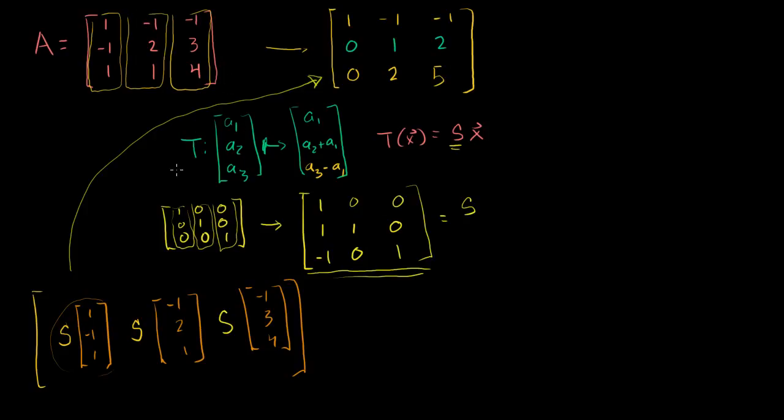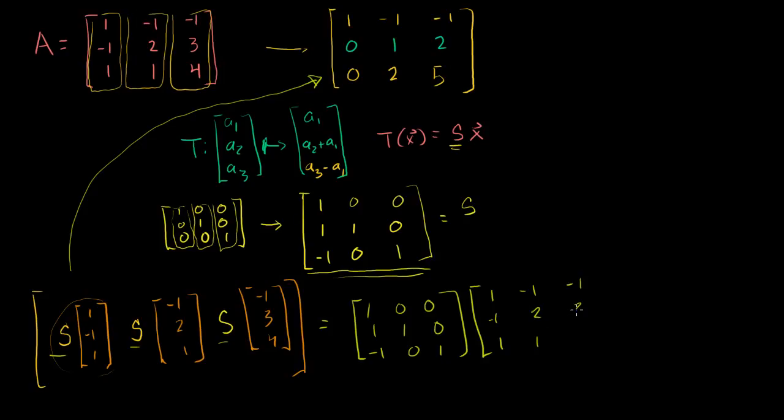So another way you could write it, what is this equivalent to? When you take a matrix and multiply it times each of the column vectors, when you transform each of the column vectors by this matrix, this is the definition of a matrix-matrix product. This is equal to our matrix S, which is (1, 0, 0), (1, 1, 0), (minus 1, 0, 1), times our matrix A, times (1, minus 1, 1), (minus 1, 2, 1), (minus 1, 3, 4).